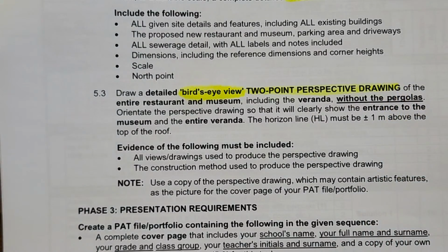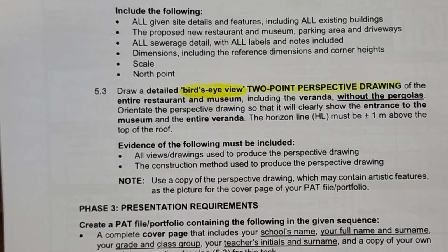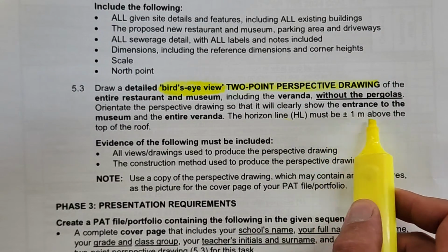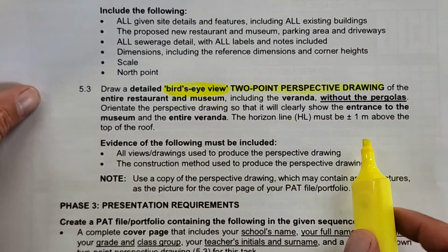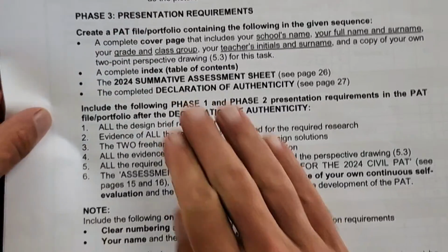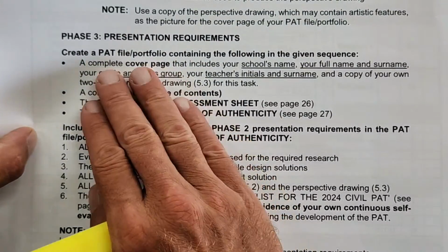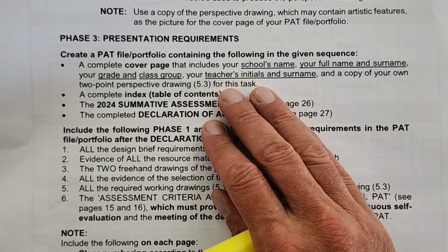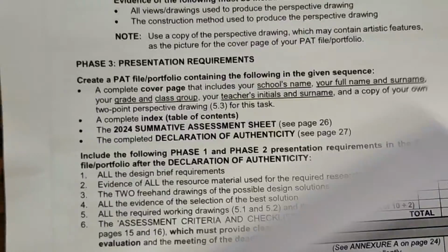All right. They tell you that the horizon line must be at least 1 meter above the top of the roof. We'll do a lesson on that as well. And then lastly, it is your presentation requirements with regards to how to create this portfolio. We'll look at that in a later stage, but you can read through that.